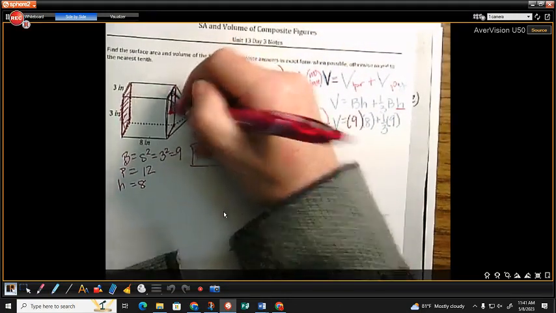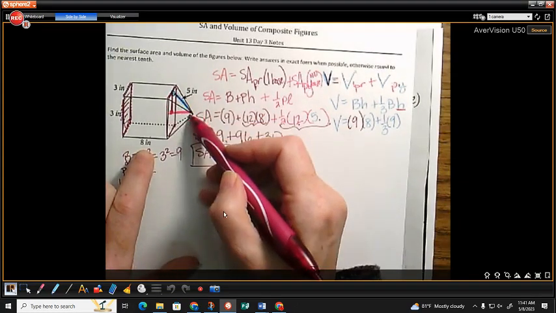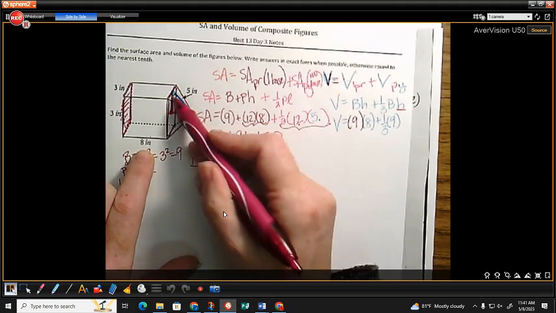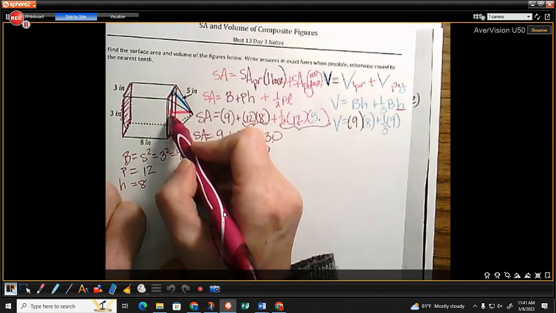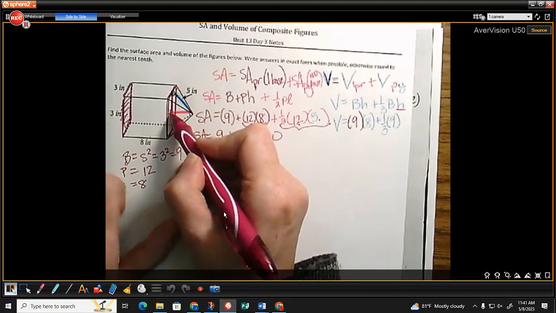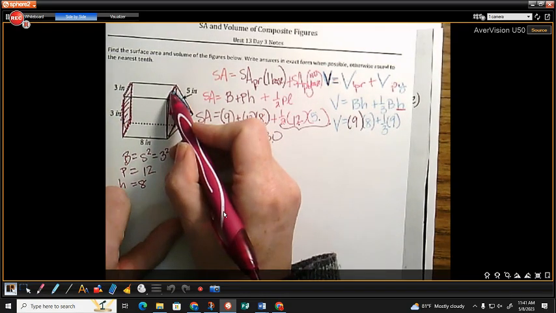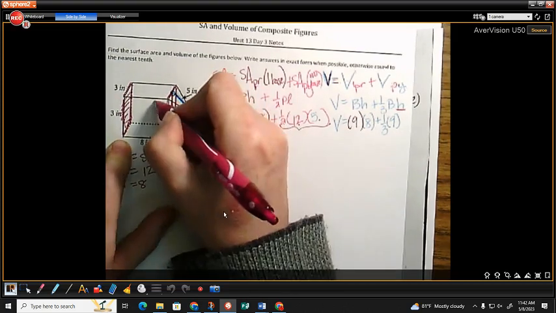Pythagorean theorem is probably going to be your friend here. I know the hypotenuse is 5. That's that slant height they give me. Do I know this apothem distance on the square? No. Well, if it's a square coming from the middle to the edge, it'd be half the side, which makes it 1.5.